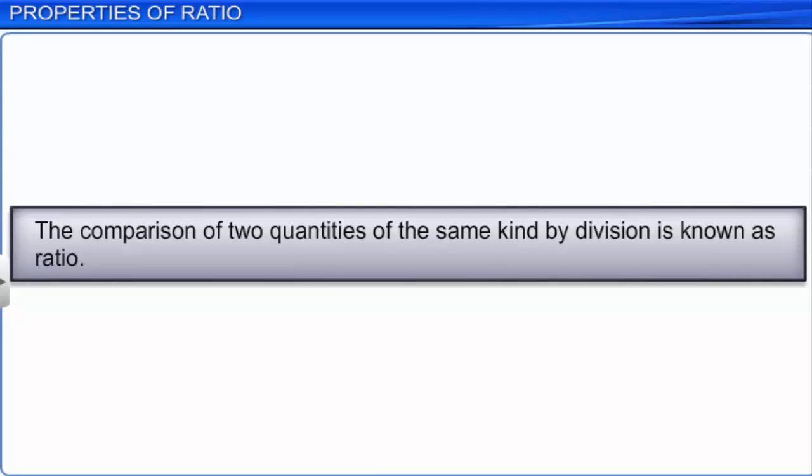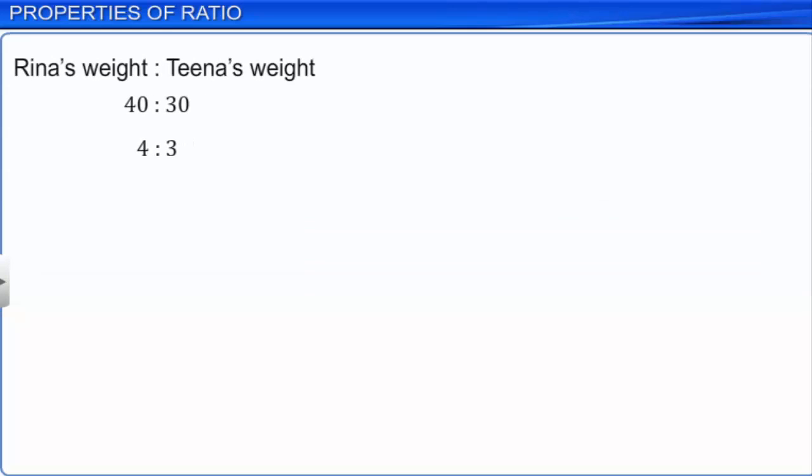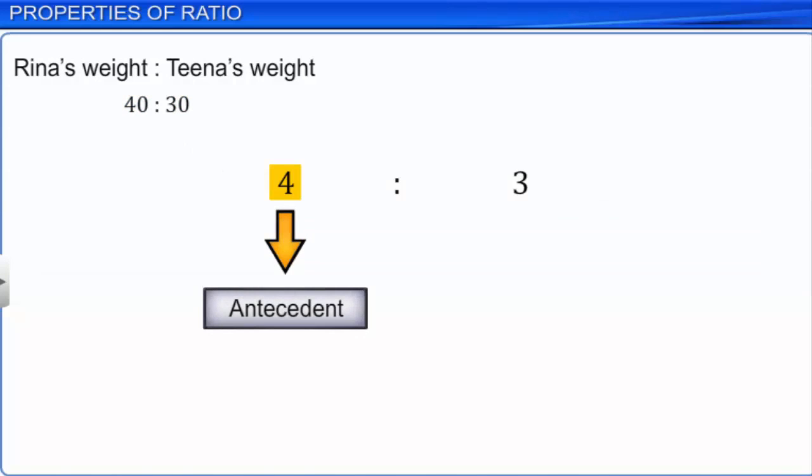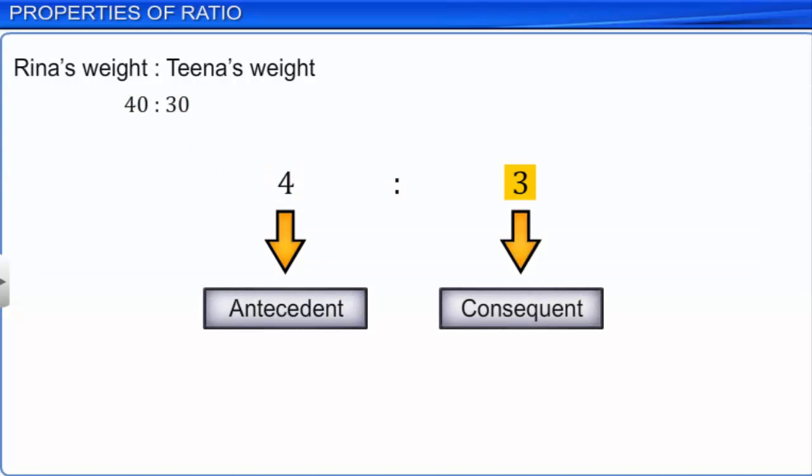You have already studied ratio. Let's do a quick review of the concepts. The comparison of two quantities of the same kind by division is known as ratio. For example, the ratio of Rina's weight to that of Tina's weight is 40 kilograms is to 30 kilograms. In the ratio 4 is to 3, 4 is called the first term or antecedent and 3 is called the second term or consequent.